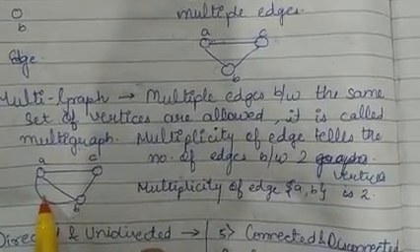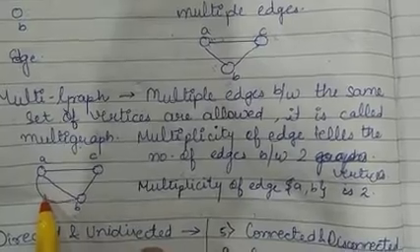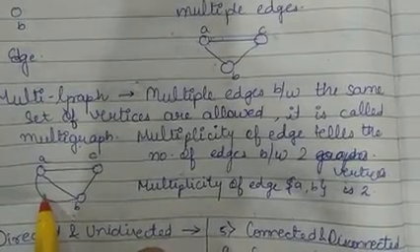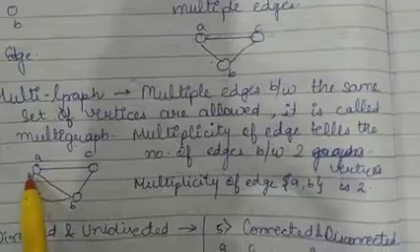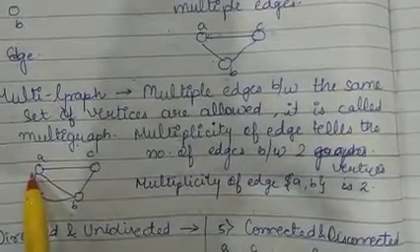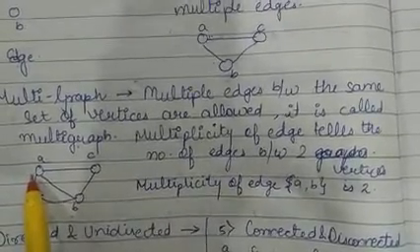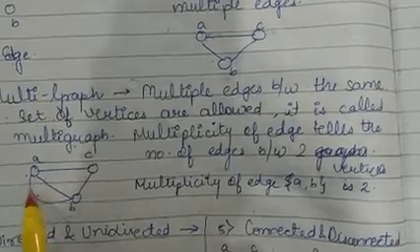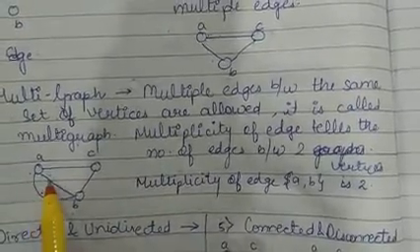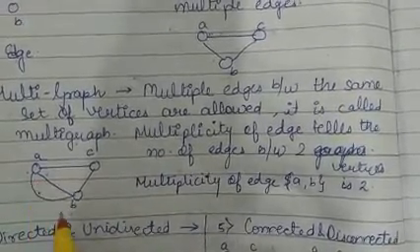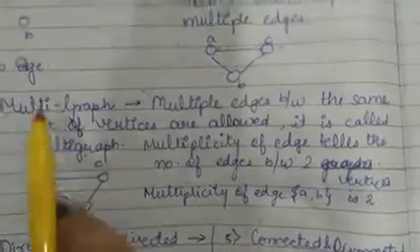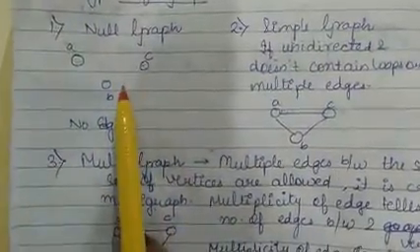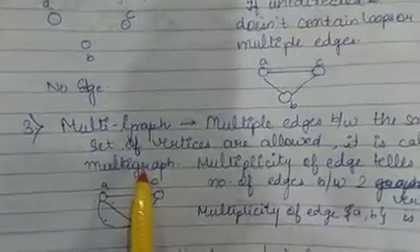Here, multiplicity of an edge tells the number of edges between two vertices. If I need to check the multiplicity of edge AB, then I can say that its multiplicity is 2 because it has 2 edges present between the A and B vertices. So here we have seen the null graph, simple graph and multigraph till now.